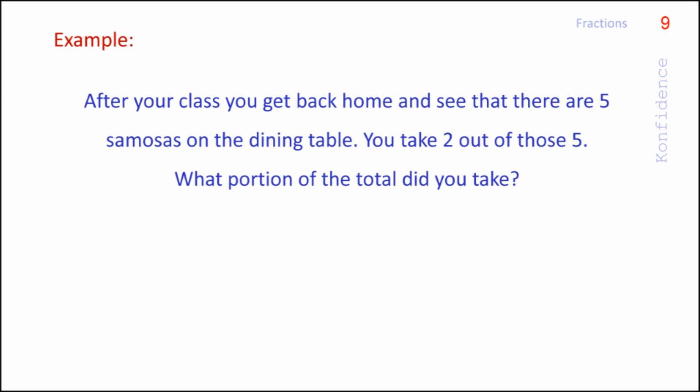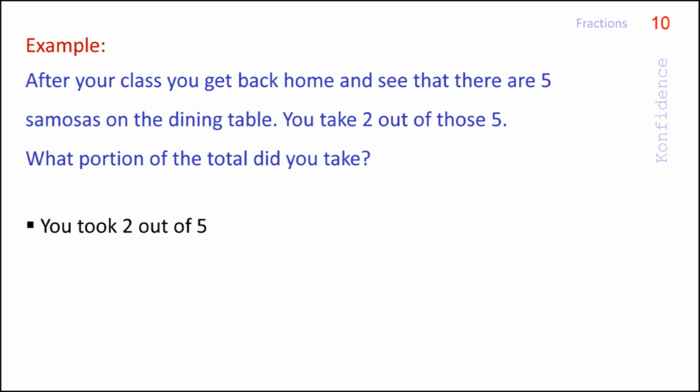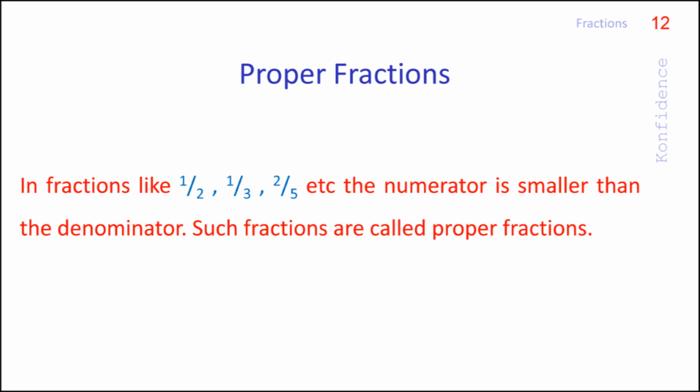Let us look at another example. After your class, you get back home and see that there are 5 samosas on the dining table. You take 2 out of those 5. What portion of the total did you take? You took 2 out of 5. It is indicated by 2 by 5.